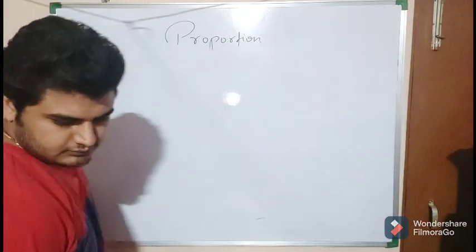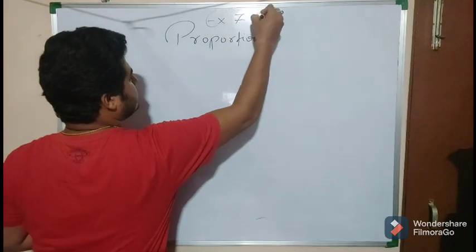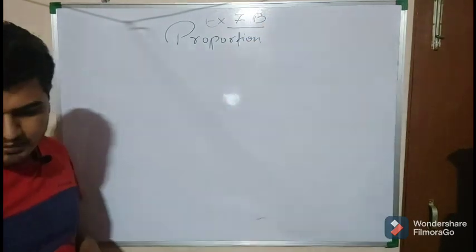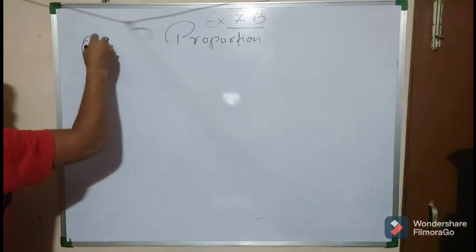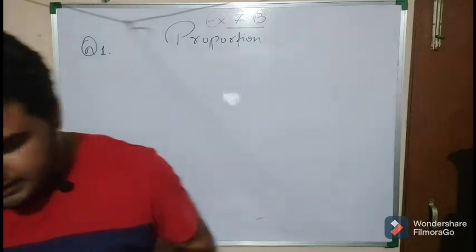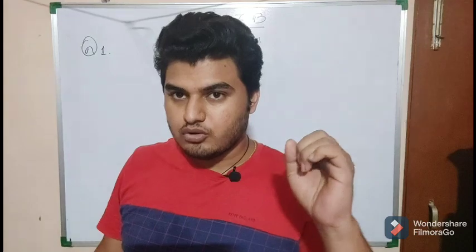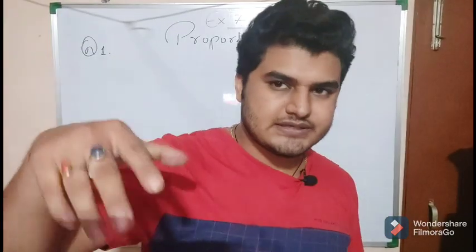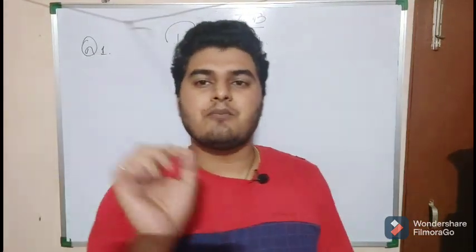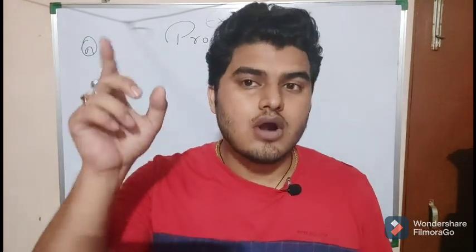So let's come to the exercises. Exercise 7B. Question number 1. Question number 1 is saying that check whether the following numbers given are in proportion or not.